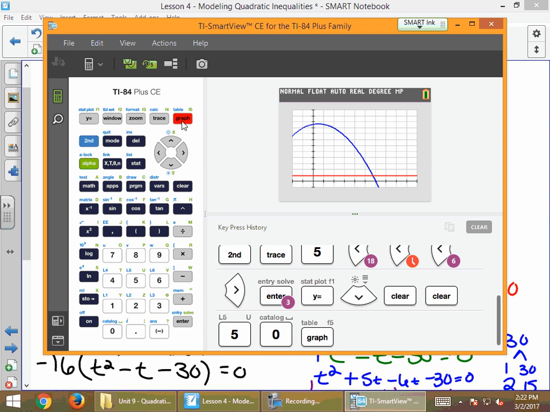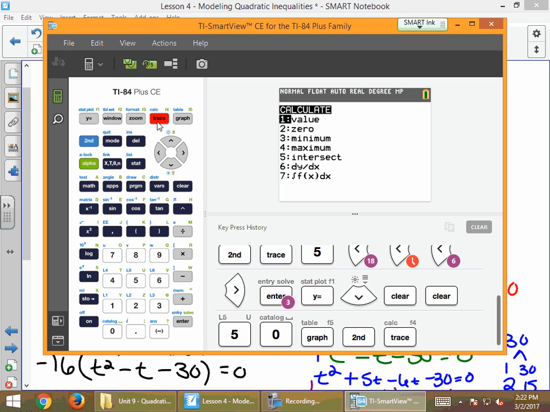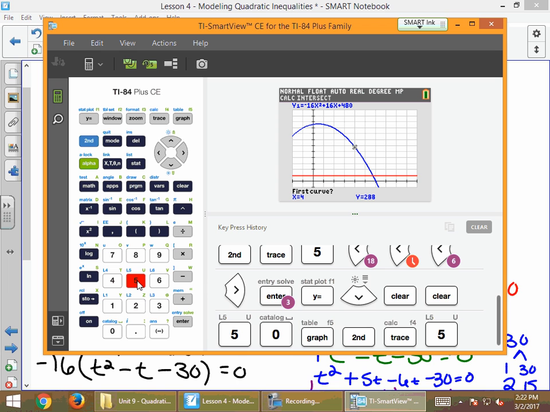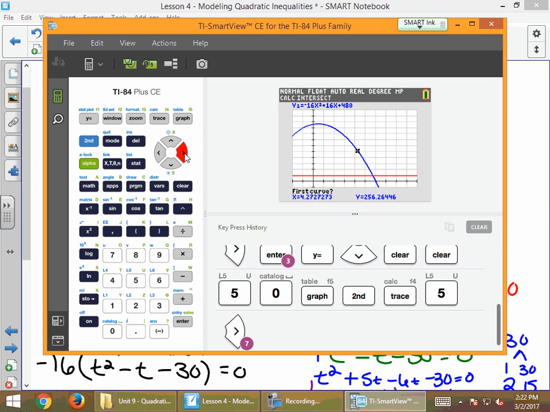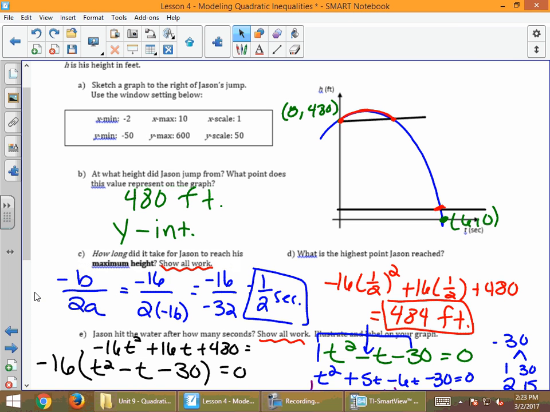And what buttons do we have to press to get our intersect tool? Second, trace, 5. Okay. Again, you use arrows to where it looks like the two are intersecting, and then you hit enter 3 times. 1, 2, 3. So if you round, it's about 5 point what? 7. So that x value right here is 5.7 seconds.